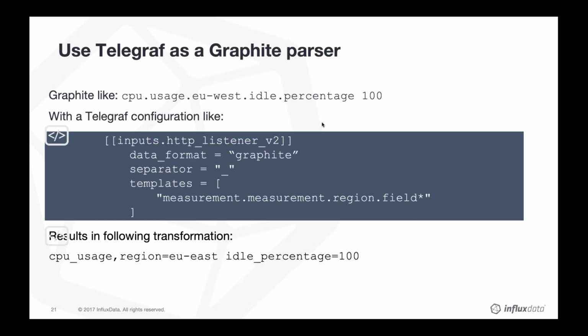So the CPU underscore usage took those two dot-notated words, used the separator of the underscore, made that the measurement name, and then created a tag of region and then a field of idle percentage. And that field was determined by a glob pattern there in the templating. So it's actually relatively trivial and straightforward to do this kind of parsing in Telegraf. And once you've configured it, you're done.